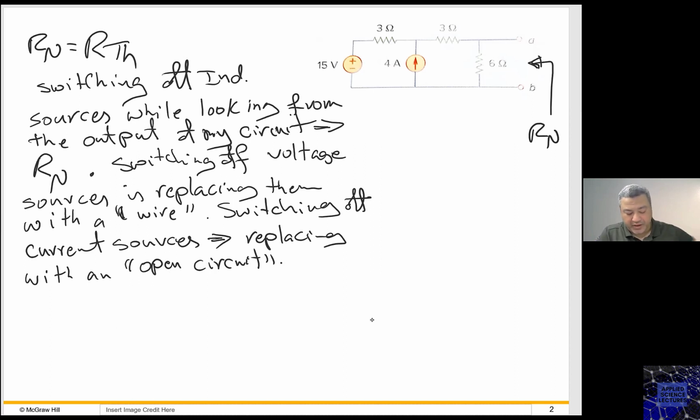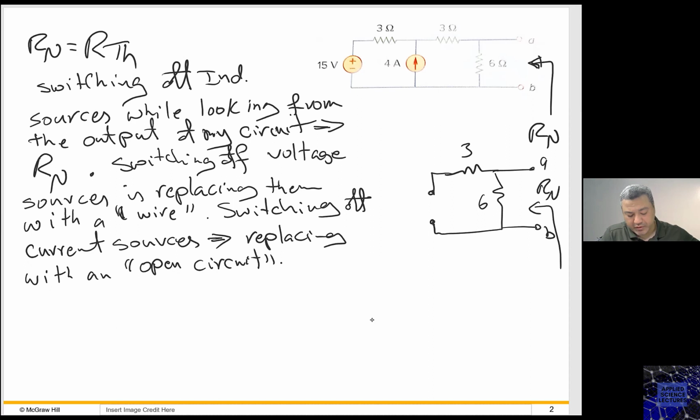So if I look now at this circuit and I switch off the current and the voltage sources, I will redraw the circuit again. So this is A, B, this is the output. I don't have a load, right? The load in my circuit was already removed, so I don't have a load. So I need our Norton here. So this is 6, 3, open circuit, 3, a wire.